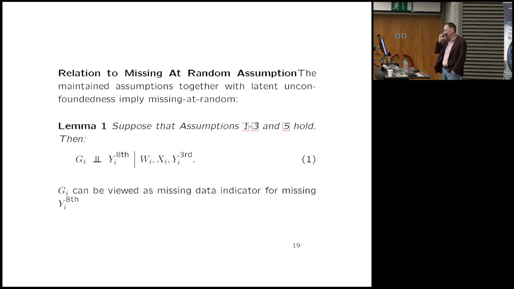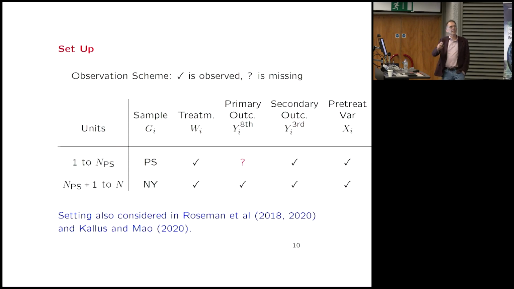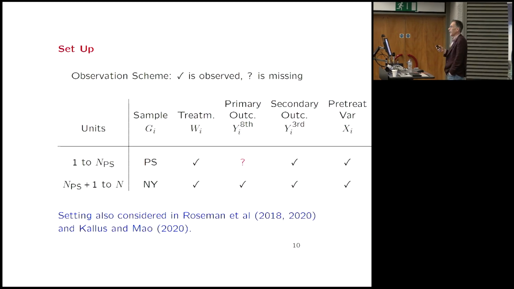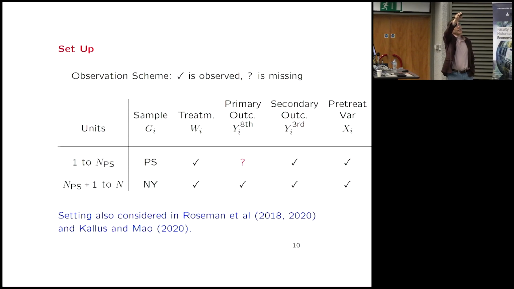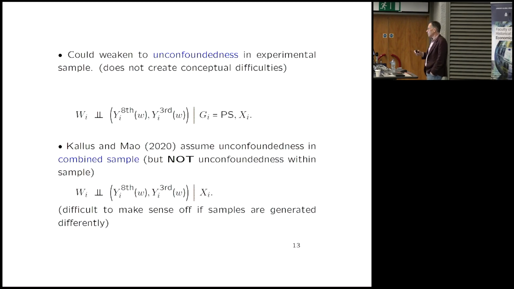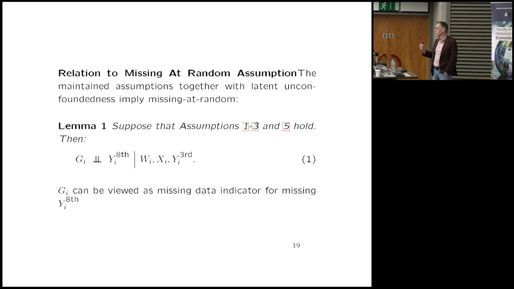To put that in perspective, given this setup, there's only one variable that is missing: the primary outcome for the experimental data. You could take a Rubin-type missing at random approach, where you assume that conditional on all the variables we see all the time, namely the treatment, the third grade outcome, and any pre-treatment variables, this outcome is missing at random. That turns out to be implied by the same set of assumptions I articulated before. So that set of assumptions implies that you can view the 8th grade test scores as missing at random in the experimental data set.